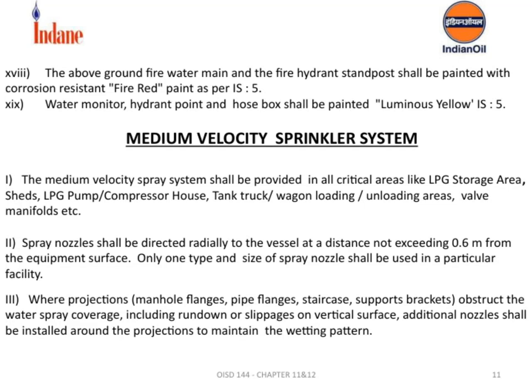Let's now look at some important guidelines from OISD 144, specifically Chapters 11 and 12, regarding sprinkler system design and maintenance. First, when projections such as manhole flanges, pipe flanges, staircase supports, or brackets obstruct the water spray coverage, we need to take additional measures. In these cases, extra nozzles should be installed around these projections to ensure the wetting pattern is maintained effectively. This helps prevent any gaps in coverage that could compromise fire protection.